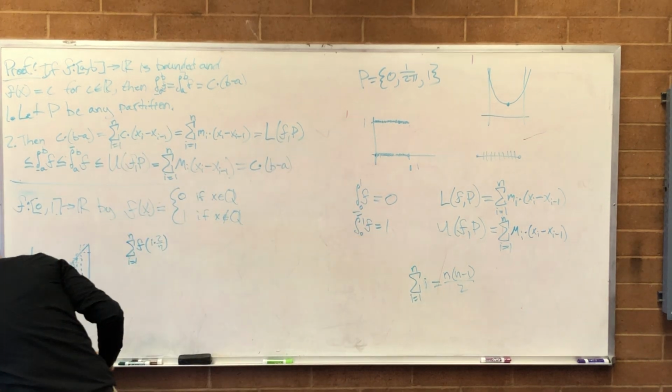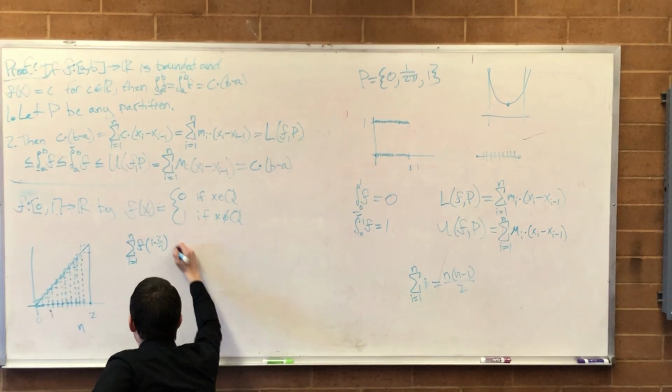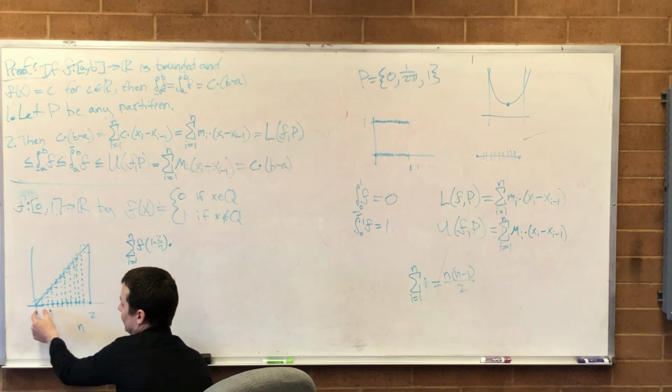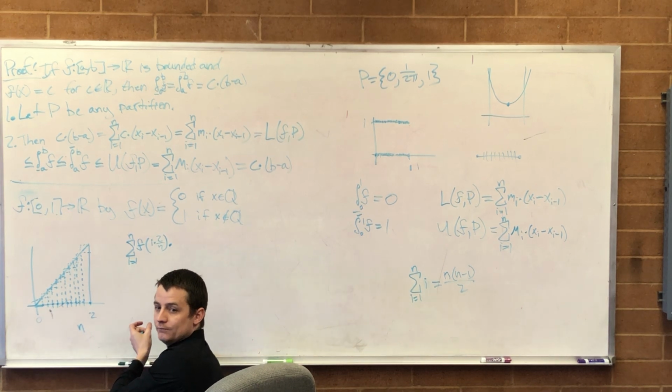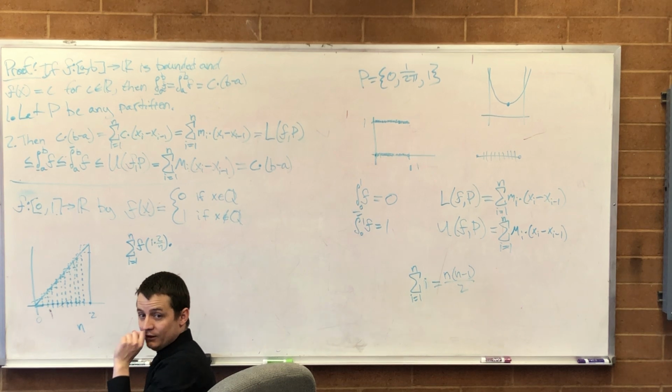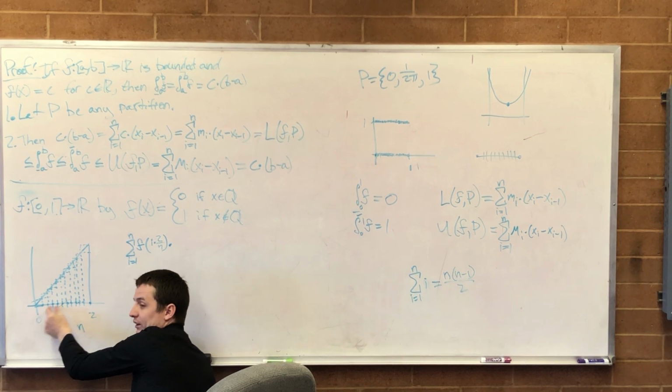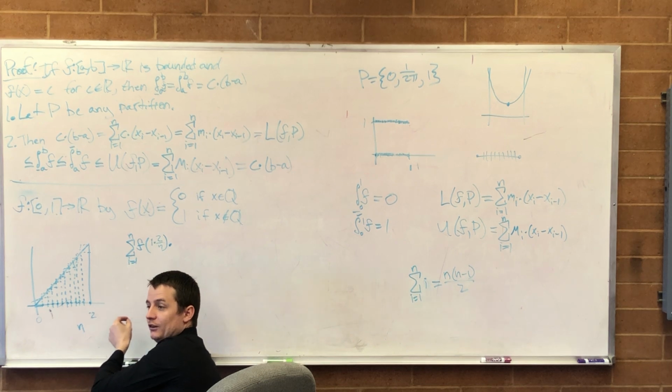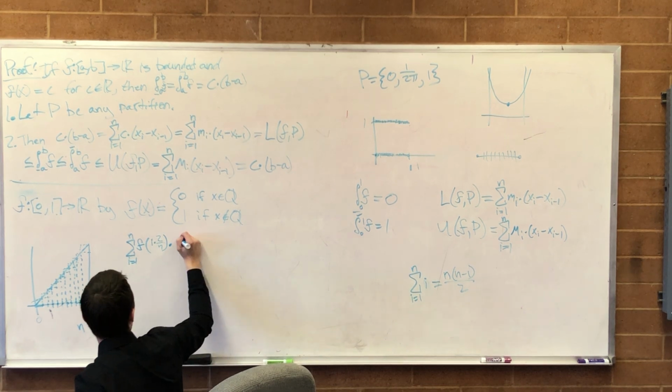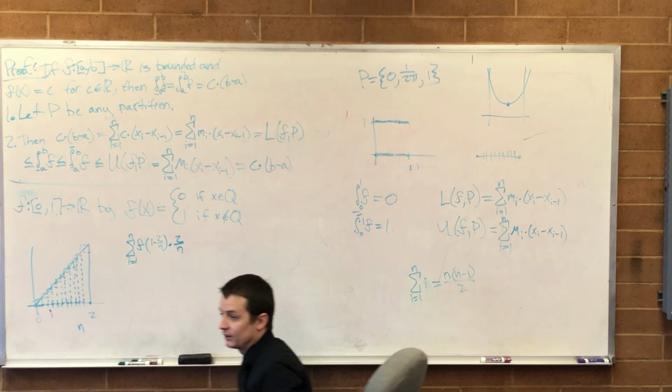So I need to take the height of each of those rectangles and multiply it by their width. What's the width of each of the rectangles? x sub i minus x sub i minus 1. But they all have the exact same width in this case, so it's just 2 over n. It's just 2 over n. Length times width.